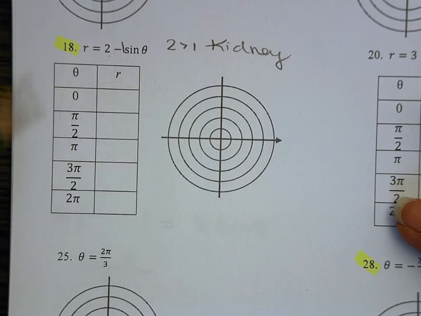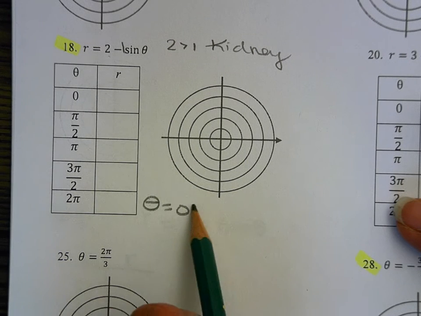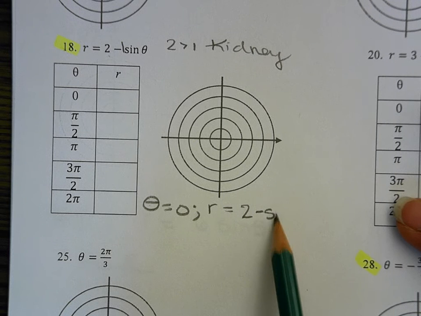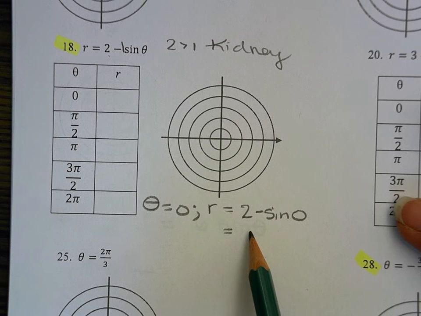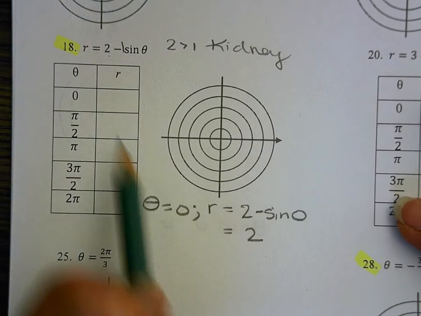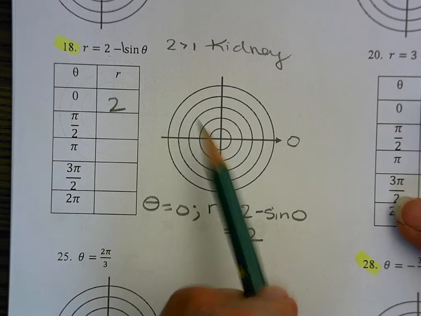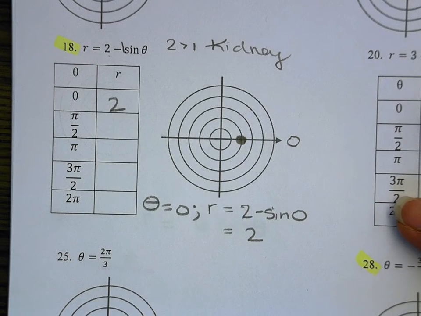So I'm going to evaluate each of these table values. I'm going to first start with let theta equal 0. So I would have r is equal to 2 minus sine of theta, which is 0. And I know sine of 0 is 0, so 2 minus 0 is 2. So when I go to theta equals 0, which is right here, I would go out 2 circles, so that would give me my first dot right there.